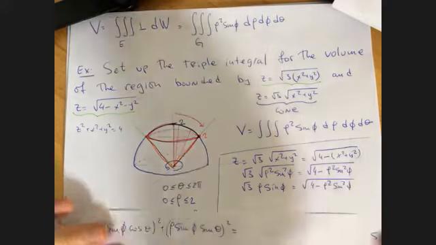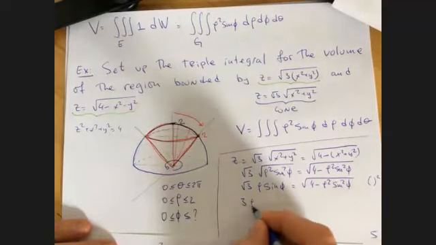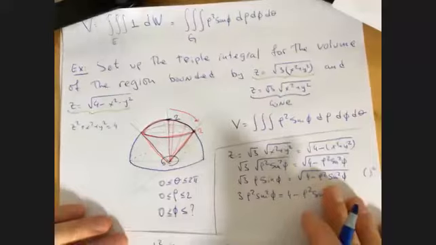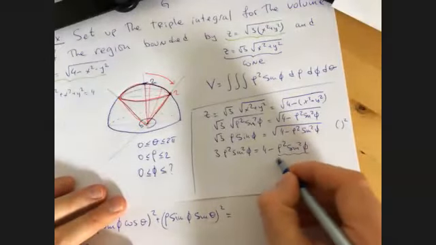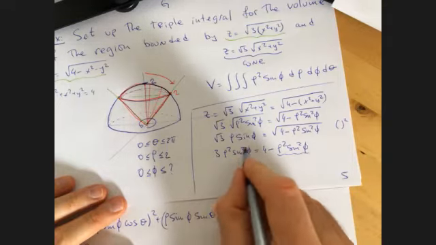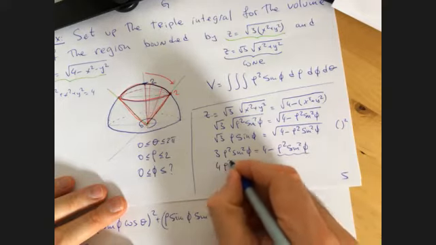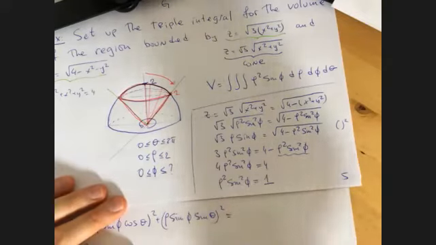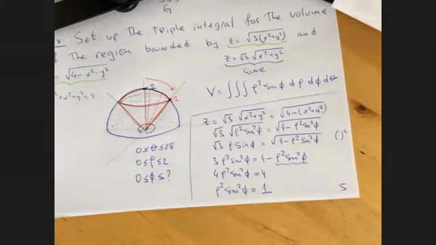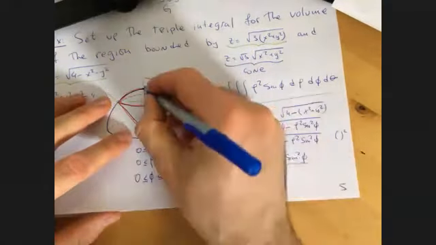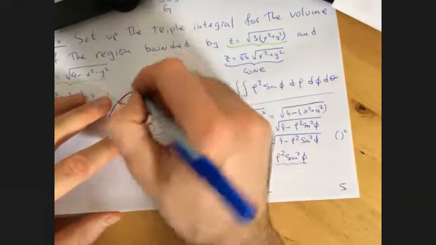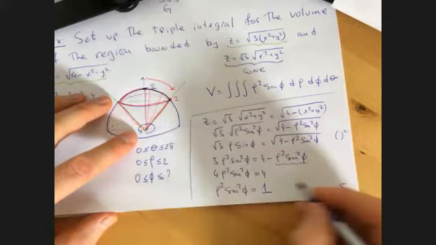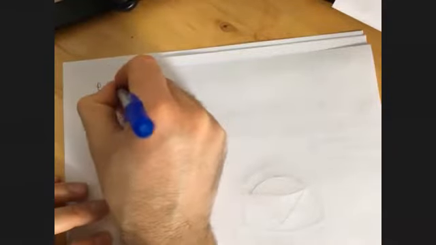Get rid of the root, so square both sides. We get 3 rho squared sine squared phi is equal to 4 minus rho squared sine squared phi. Then isolate what you need: bring this term to the other side of the equation. 3 rho squared sine squared phi plus rho squared sine squared phi is 4 rho squared sine squared phi, equal to 4, or rho squared sine squared phi is equal to 1. Now look at sine of phi: we are talking about an angle in the first region here, so sine of phi is positive. So you can take the square root on both sides and you will get rho sine phi is equal to 1.